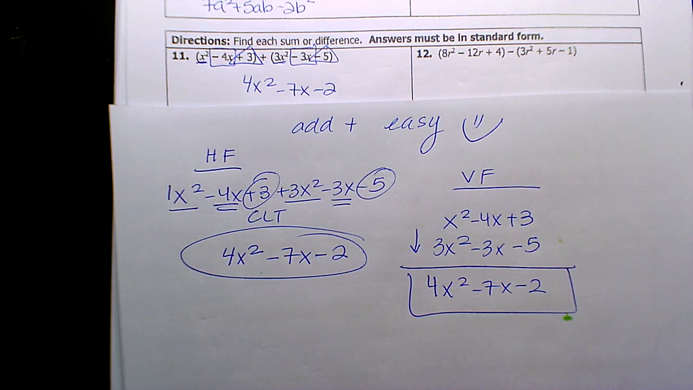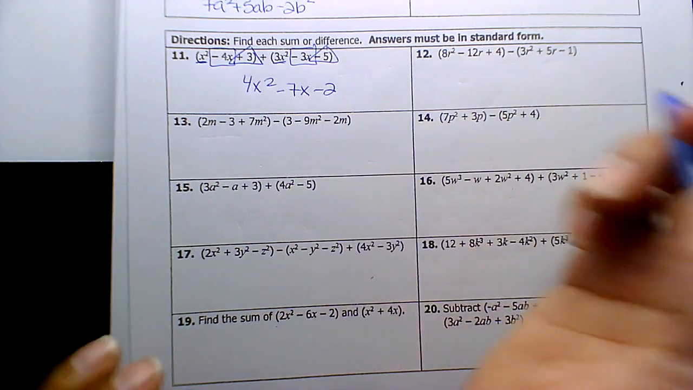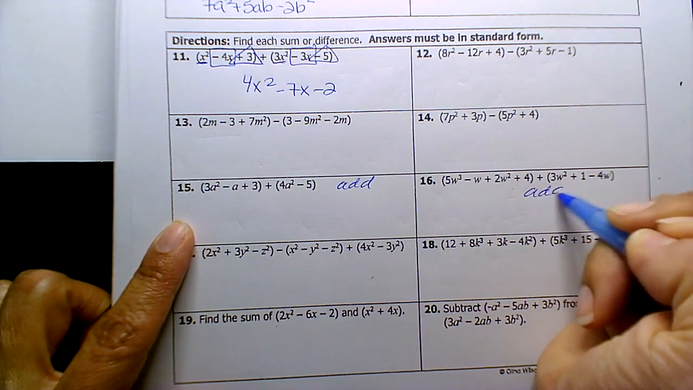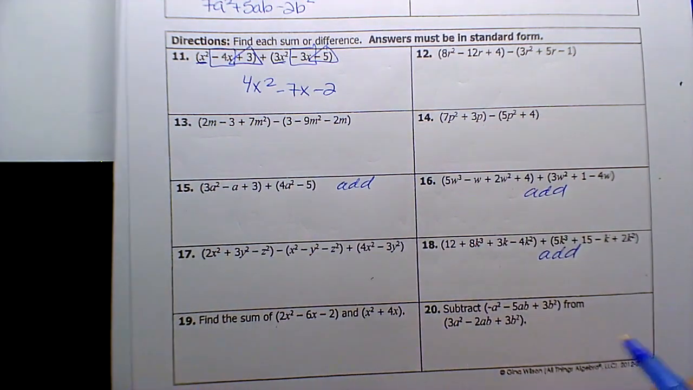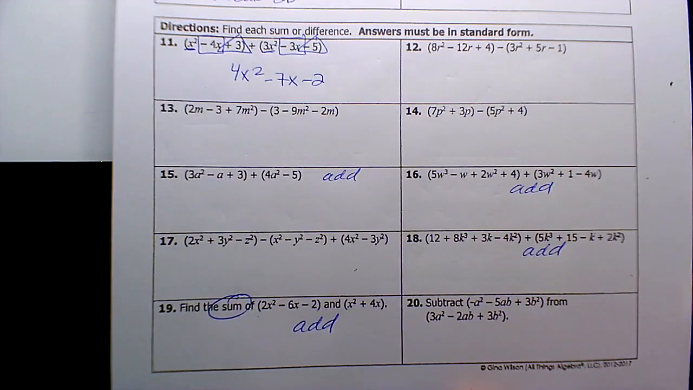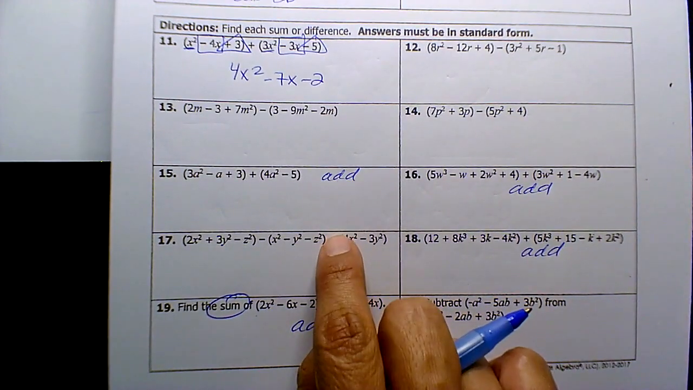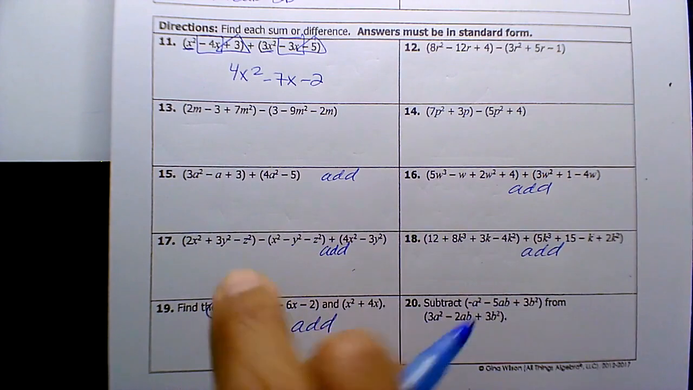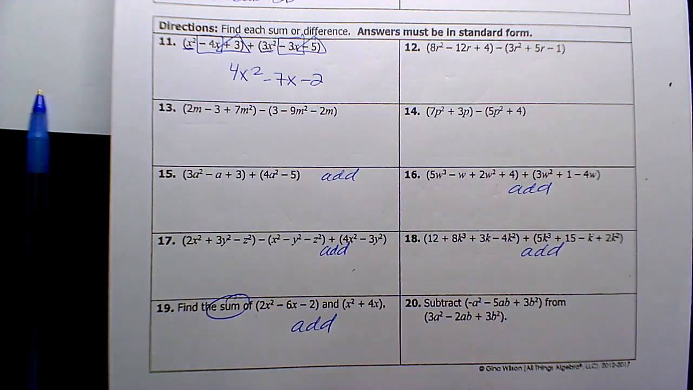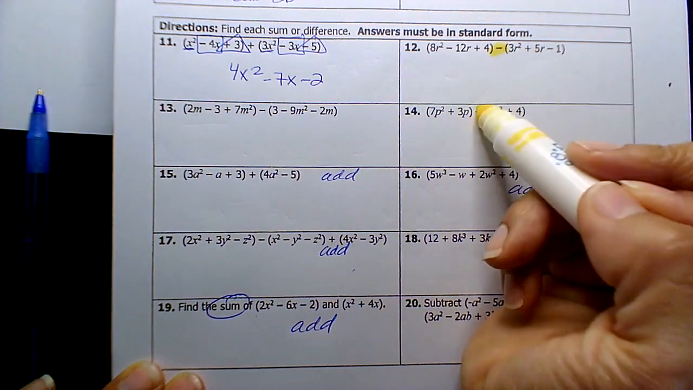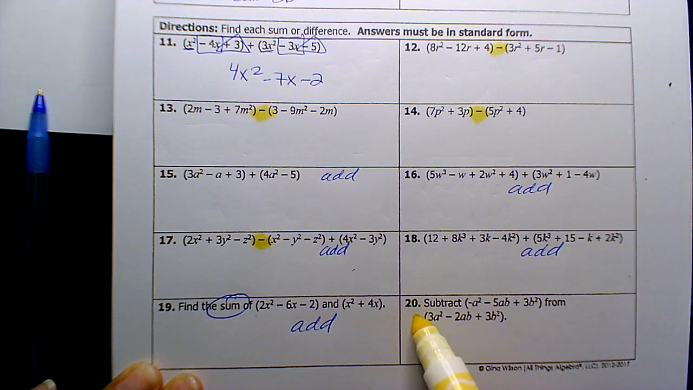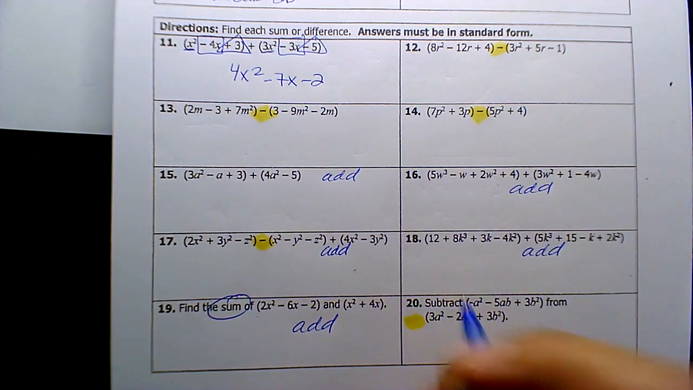So look, the adding ones are 11, 15. Here you add, and add, because this is sum. So you add. Okay, the other ones you're going to have subtraction in them. You might have adding too, like this is add, but this is going to be subtract. Okay, subtraction. You just need to make sure you distribute that negative.